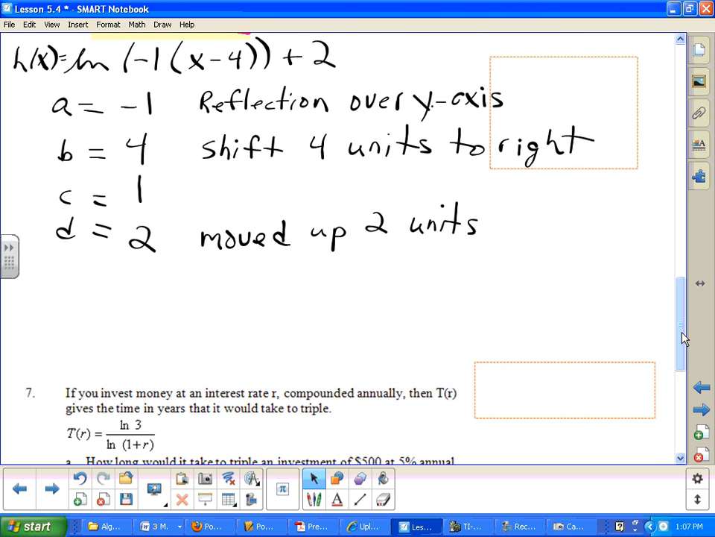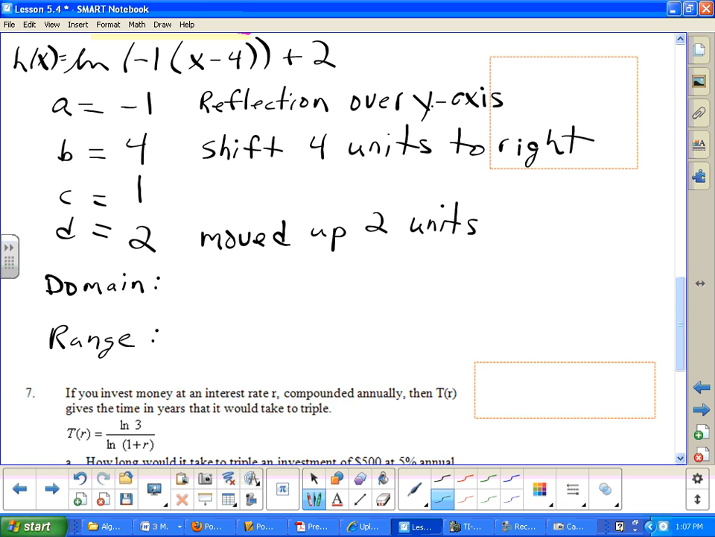So let's take domain and range then. All right, so first of all, it's reflected over the y-axis. That means instead of going to the right, it's going to go to the left. Okay? And since it's shifted 4 units to the right, that means it's not going to start at 0, it's going to start at 4. So this graph, we're going to have an asymptote at 4, and it's going to go this way.